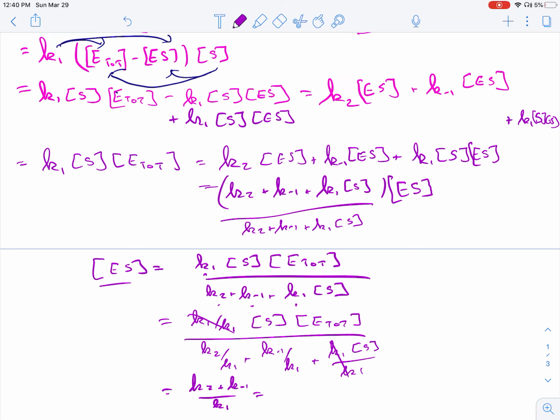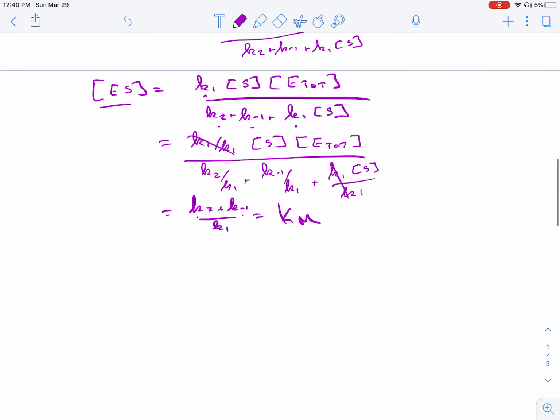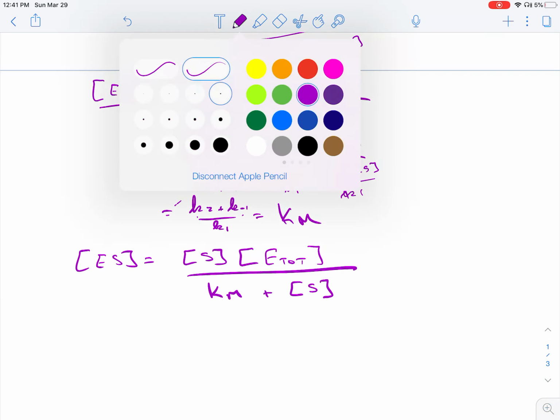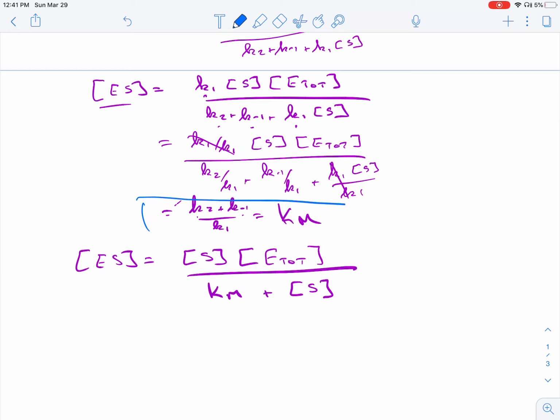which we can define as a new constant, which we call Km. And so Km is simply this combination of K2, K minus 1 over K1. So if we do that, then this equation becomes ES is equal to substrate concentration times the total enzyme concentration over the Km plus the substrate concentration. I'm just going to highlight this. Boom.